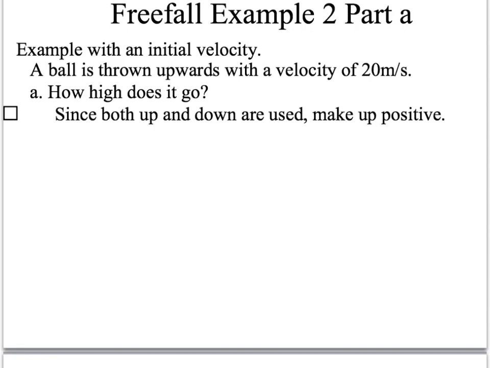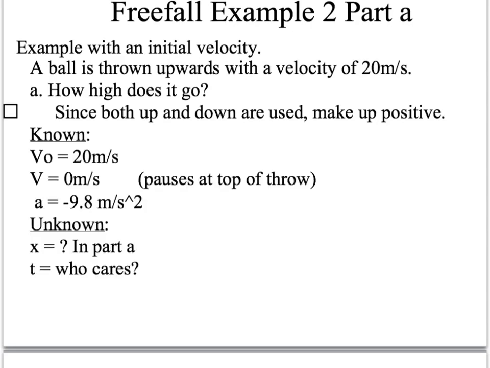It does get just a little bit more complicated when you have an initial velocity, especially if the initial velocity is the opposite direction of gravity, because that's when you really have to pay attention to signs. In this case, we have an initial velocity upwards, and we're going to see how high it goes. Since I have both directions up and down, I'm going to let up be positive and down be negative, and I do have to keep track of that as I go. So here are my knowns.